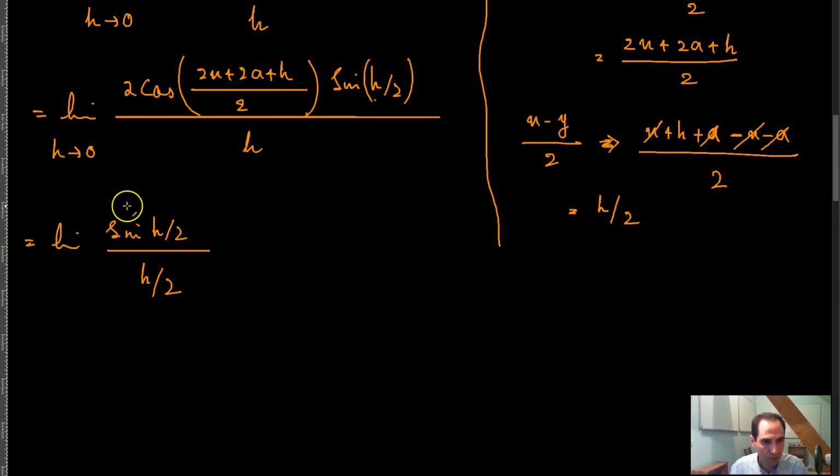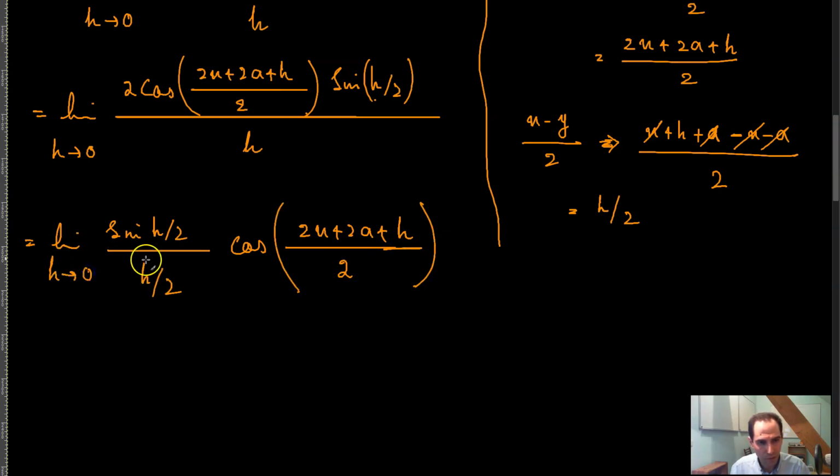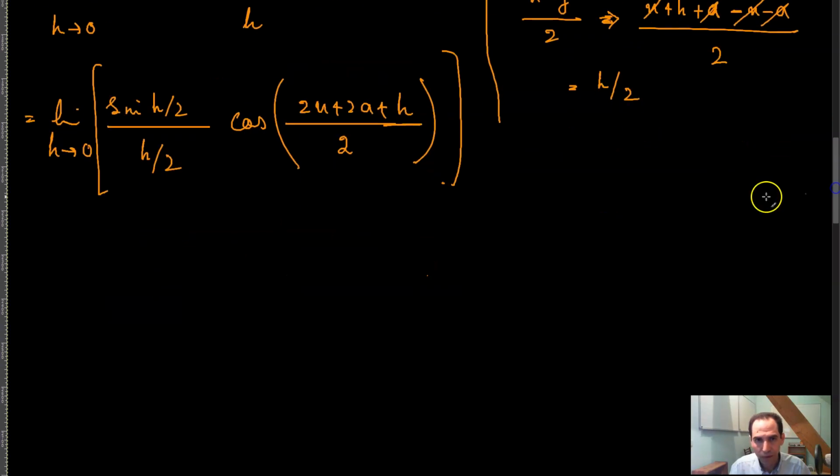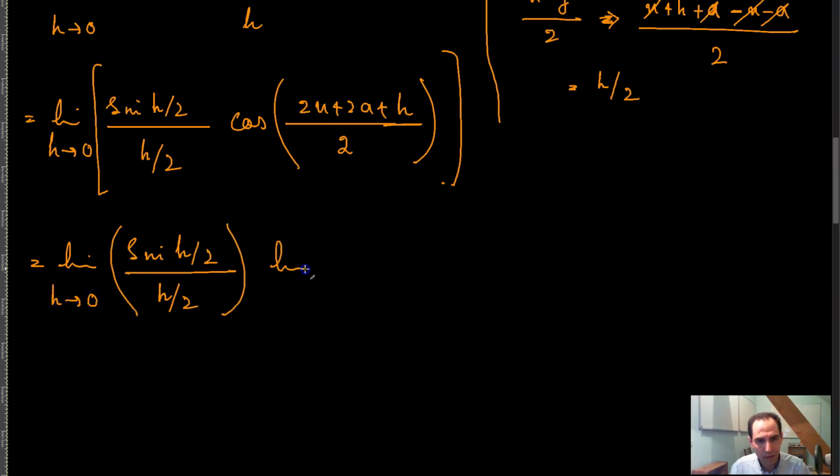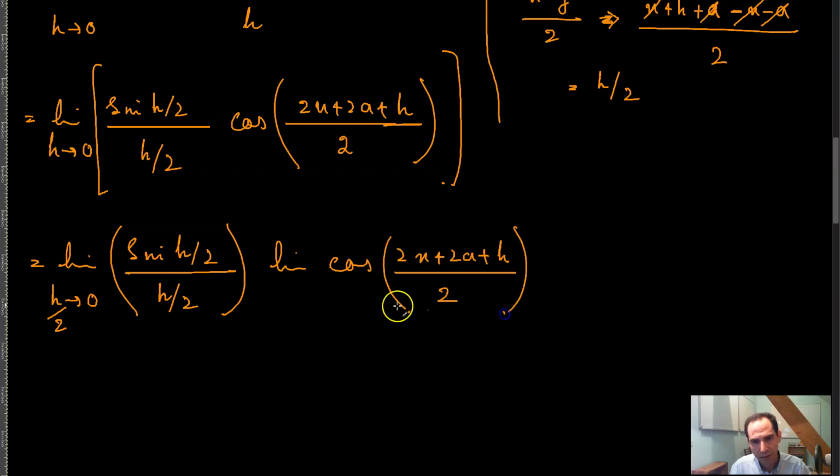This 2 will be out. And so then I have also the cos of 2x plus 2a plus h divided by 2, and as h tends to 0, right? So you're taking the limit of this thing here. And then you have the limit of sine h divided by 2 divided by h divided by 2 as h tends to 0, times the limit of, and of course here h divided by 2 has to tend to 0, and it does, because when h tends to 0, h divided by 2 does tend to 0. And the limit of cos of 2x plus 2a plus h divided by 2 as h tends to 0, right? So you're taking the limit of this.